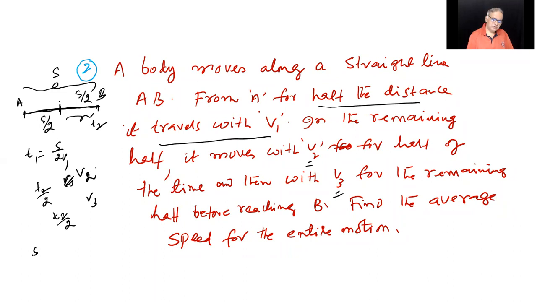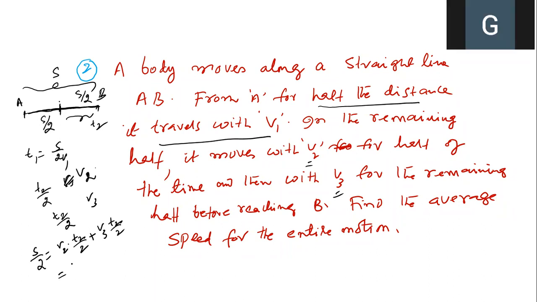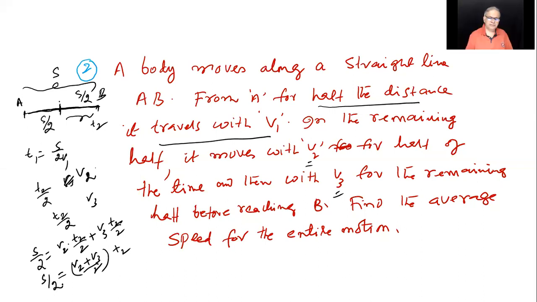So what will be S by 2 now? Speed into time: V2 into t2 by 2 plus V3 into t2 by 2. So we get V2 plus V3 by 2 into t2. This is S by 2. So t2 will be how much? The 2 cancels. S by V2 plus V3.